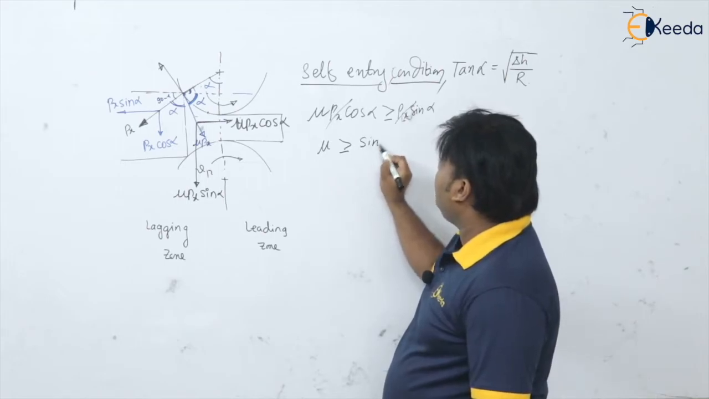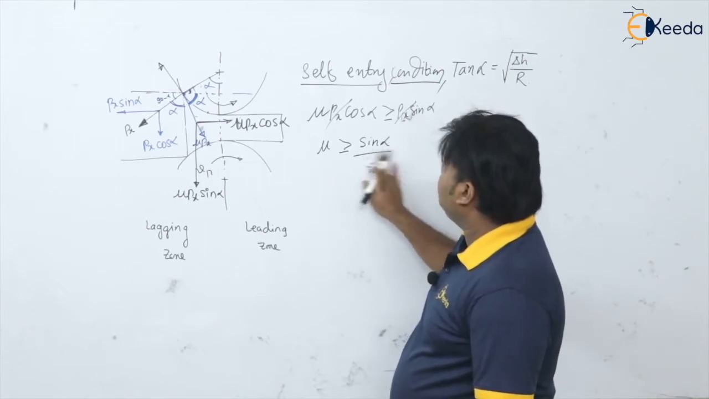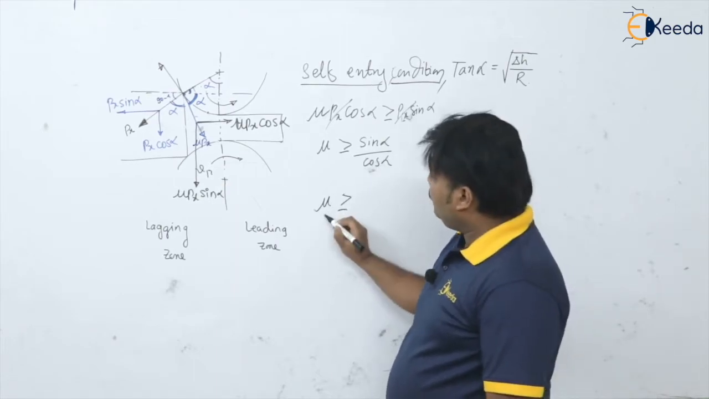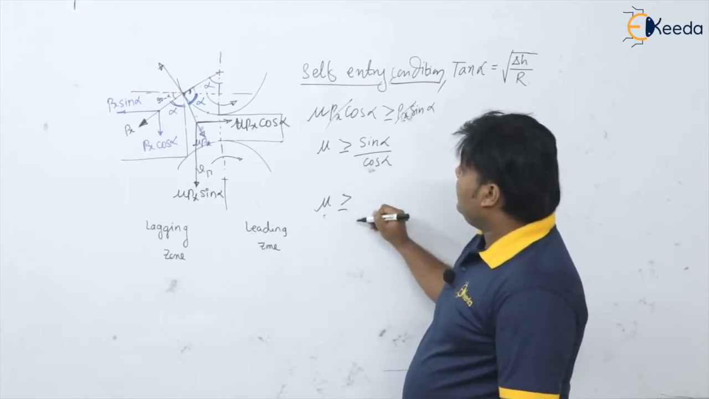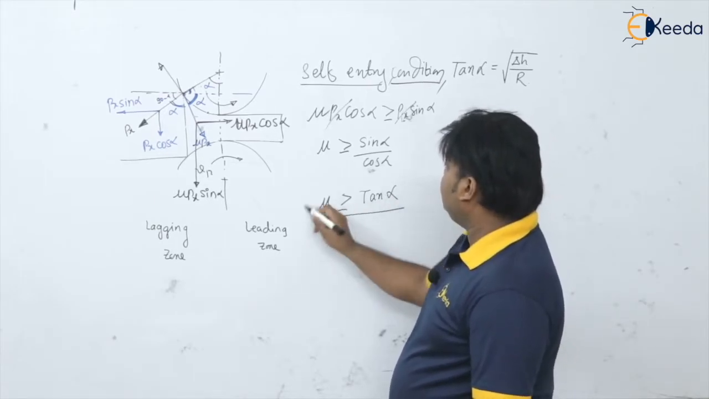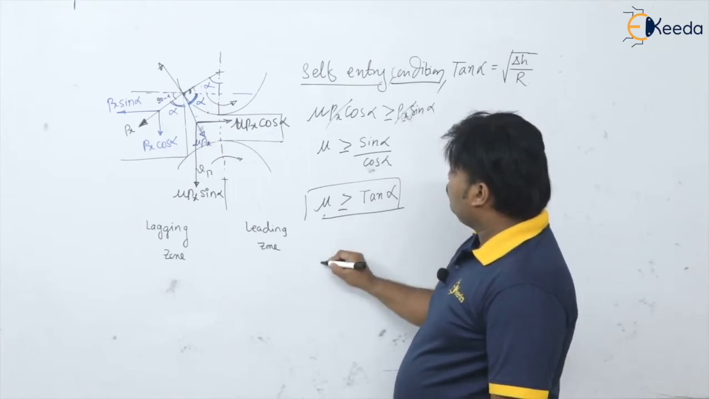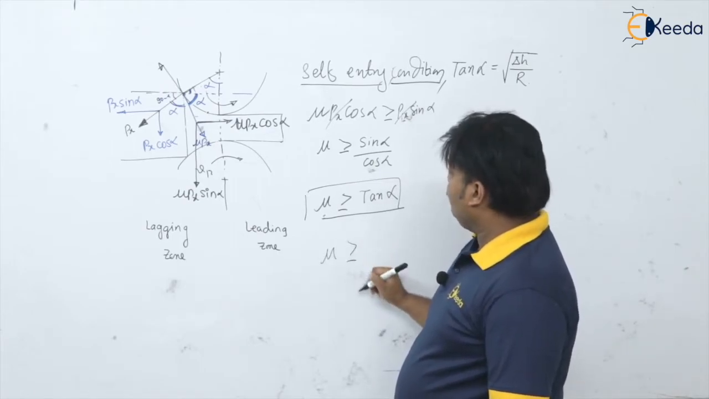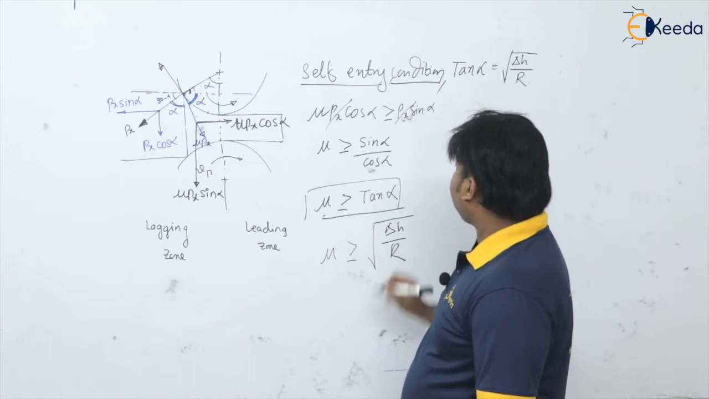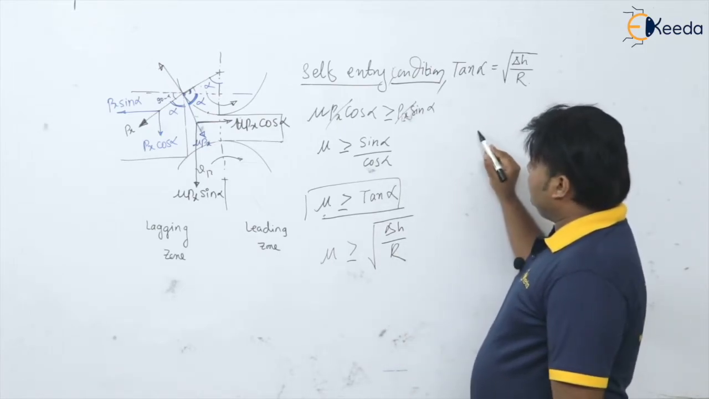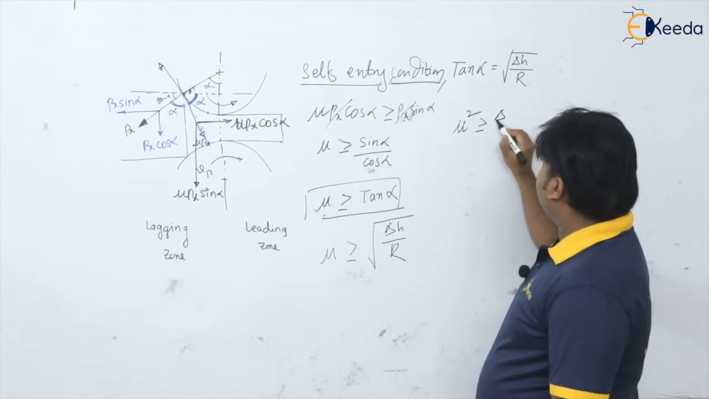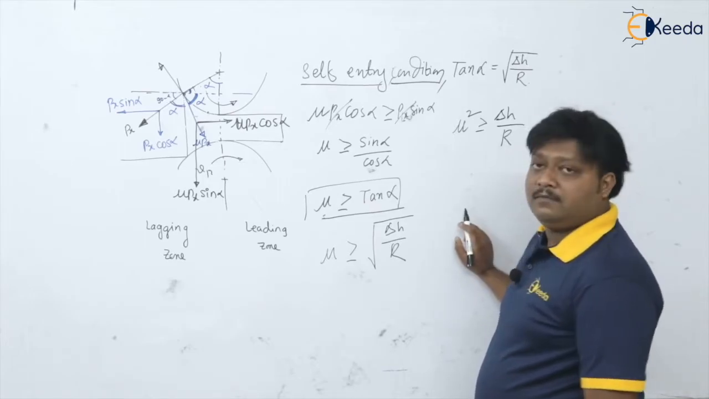Sine alpha divided by cos alpha. We know that mu, the coefficient of friction in the rolling operation, should be greater than or equal to tan of angle alpha. That is the condition. And what do we get? So mu should be greater than or equal to tan alpha, which we got here as root of delta H by R, isn't it? If I square both sides, what can I write? Mu square should be greater than or equal to delta H by R, isn't it?